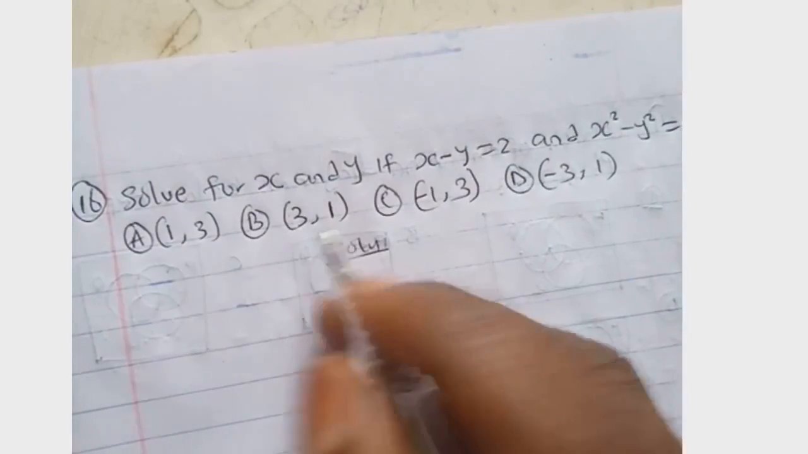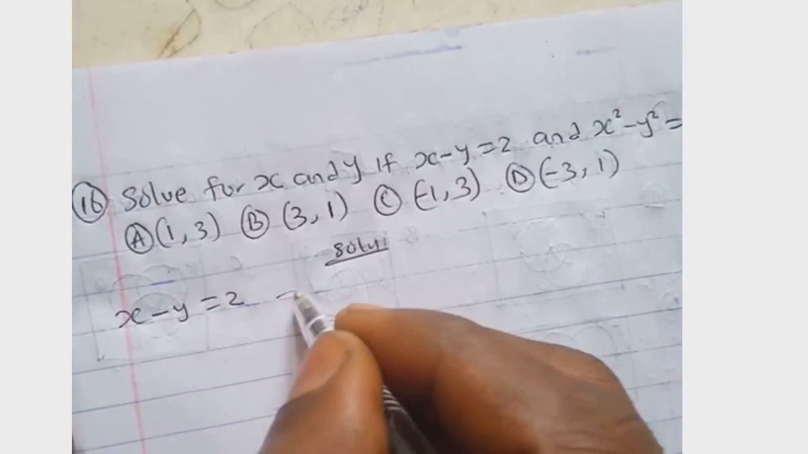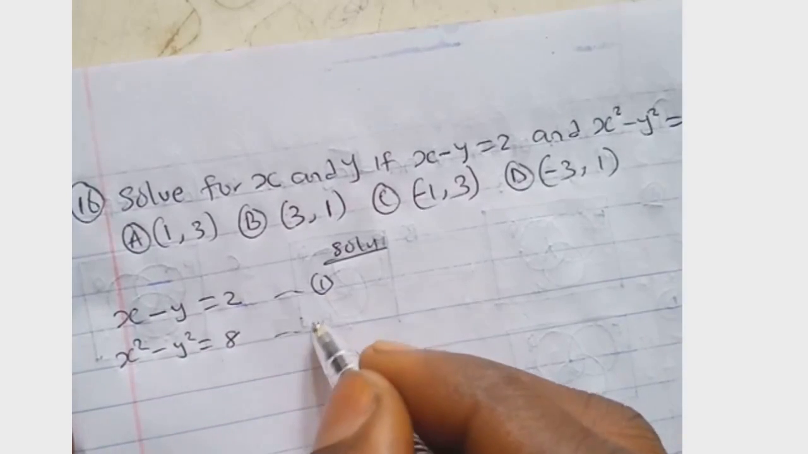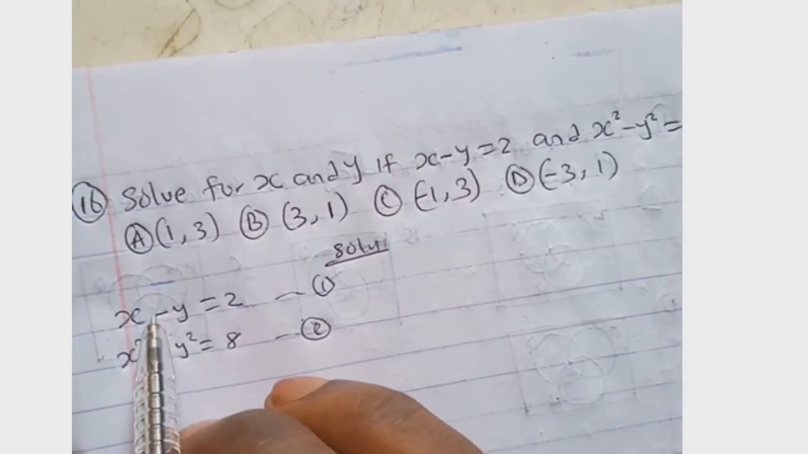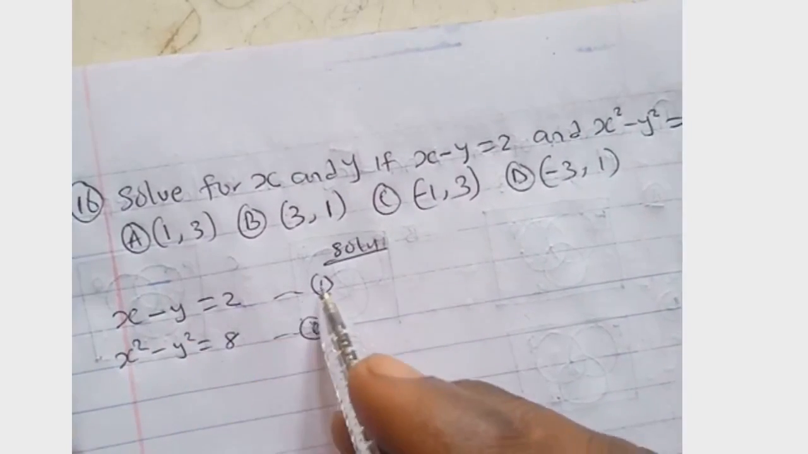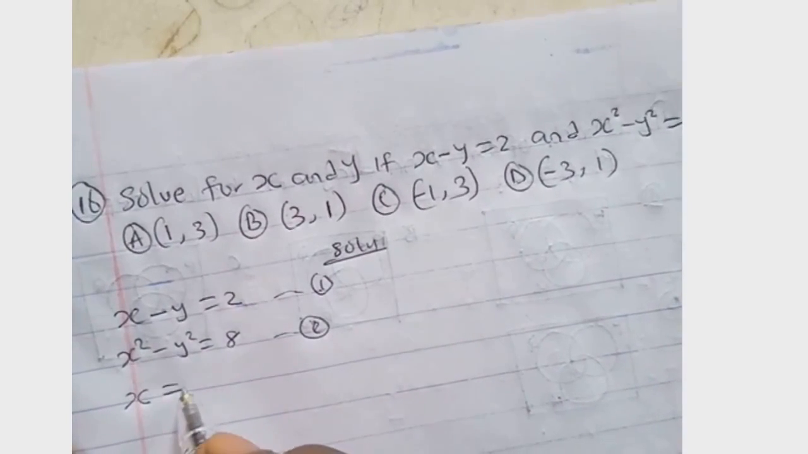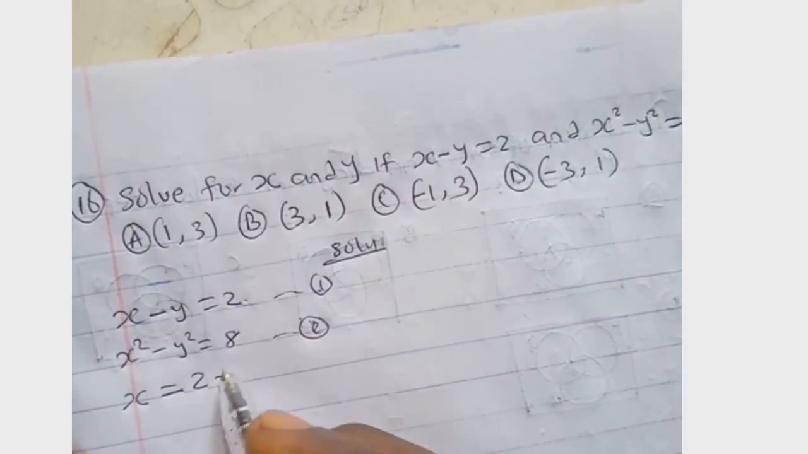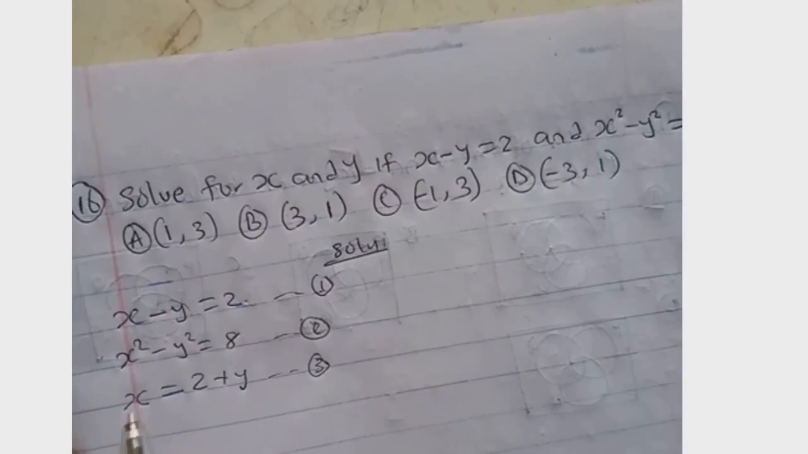Okay, this is the solution. Let's write the equations out. Our s minus y is equal to 2. Let's call this equation 1. We have s squared minus y squared is equal to 8. Let's call this equation 2. From equation 1, you can make either s or y the subject of the formula. Let's make s the subject. So s is equal to 2 plus y, taking the minus y to the other side as plus. Let's call this equation 3. Our s is equal to 2 plus y.